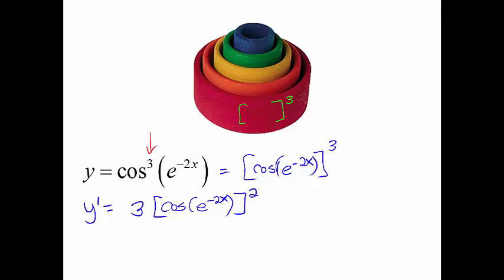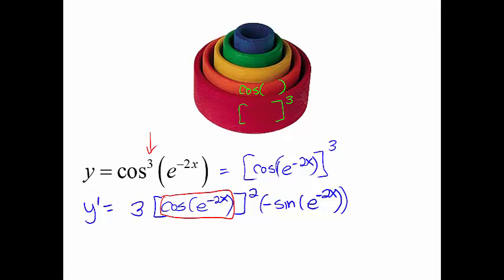Now, as I look to see what's left, I look to see what was inside, and I identify the outermost function there, and the outermost function there was a cosine function. It was the cosine of some stuff. And so I am going to take the derivative of cosine of something, and the derivative of cosine is negative sine, but the stuff inside, the function in there, does not change. So it's still of e to the negative 2x.